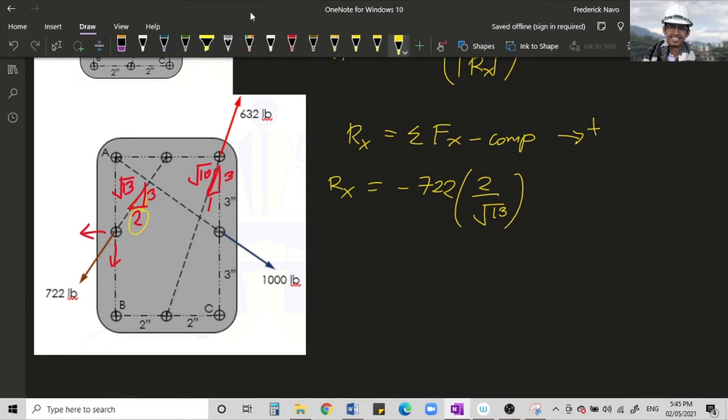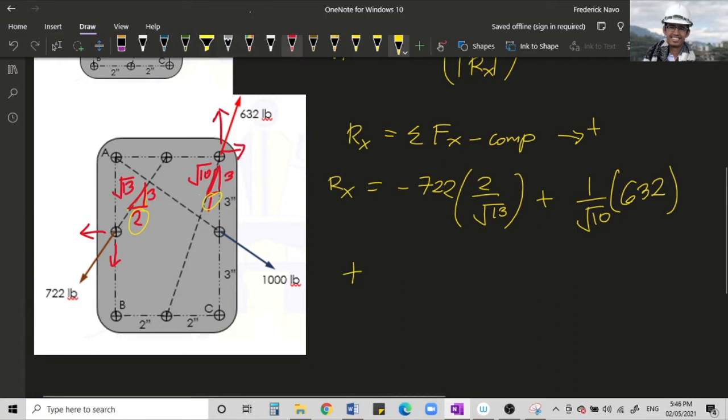So for the 632 pounds, nasa along x component tayo. So along x component, this is 1 yung gagamitin natin. So that will be going to the right siya actually. So this is going to the right. And yung isa going upward. So going to the right, that is positive. So that will be plus 1 over square root of 10 times yung force natin na 632. Plus, yung natitirang force natin, yung 1,000.